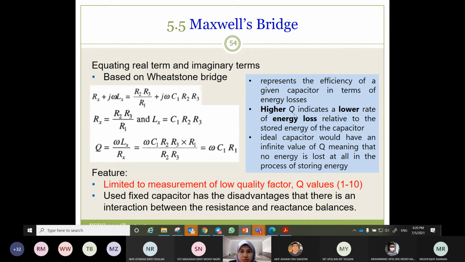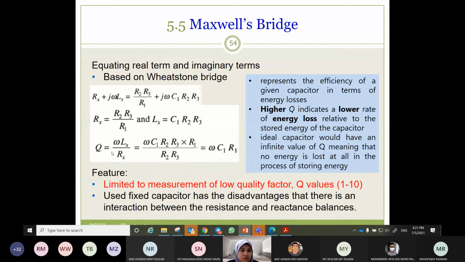So Q represents the efficiency of a capacitor in terms of energy losses. Higher Q is good. It indicates a lower rate of energy loss, because Q reflects energy loss. So higher Q indicates a lower rate of energy loss relative to the stored energy of the capacitor. An ideal capacitor will have an infinite value of Q, meaning that no energy is lost at all in the process of storing energy. So Q is the quality factor.